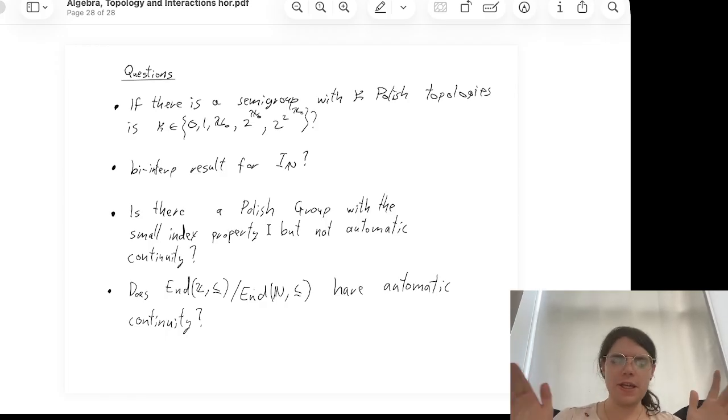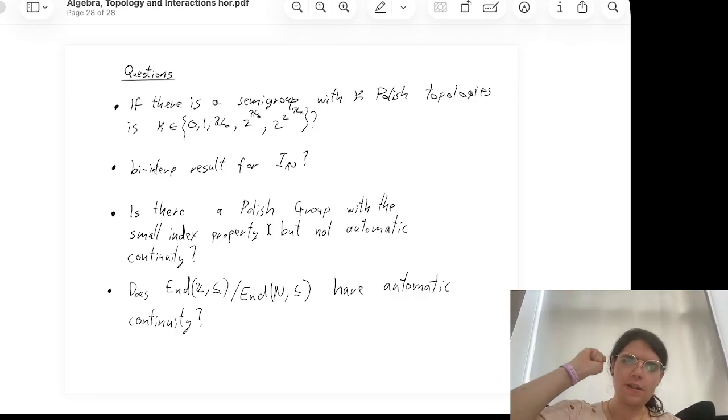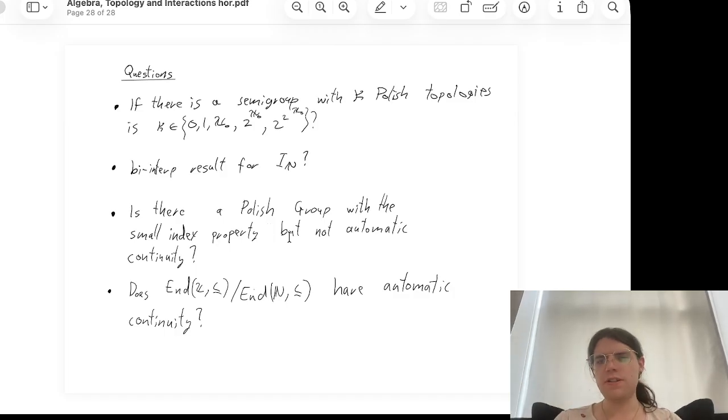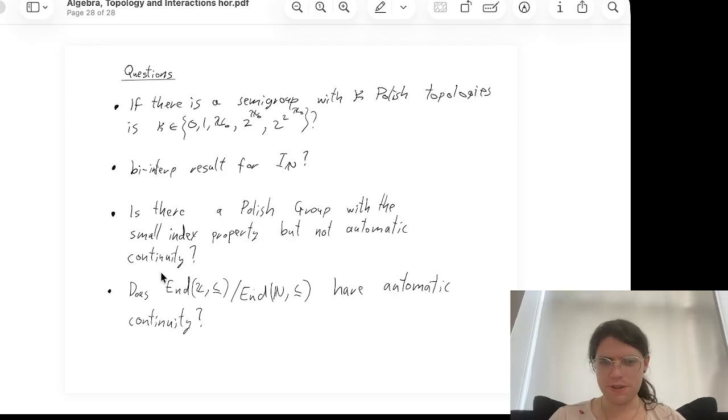So I guess I'm asking, is there a Polish group with a discontinuous homomorphism to a second countable group, such that all homomorphisms to the symmetric group are continuous? And this is still open, surprisingly to me. Almost certainly the answer is yes, there is one of these groups. That would be my conjecture, but no example is known.